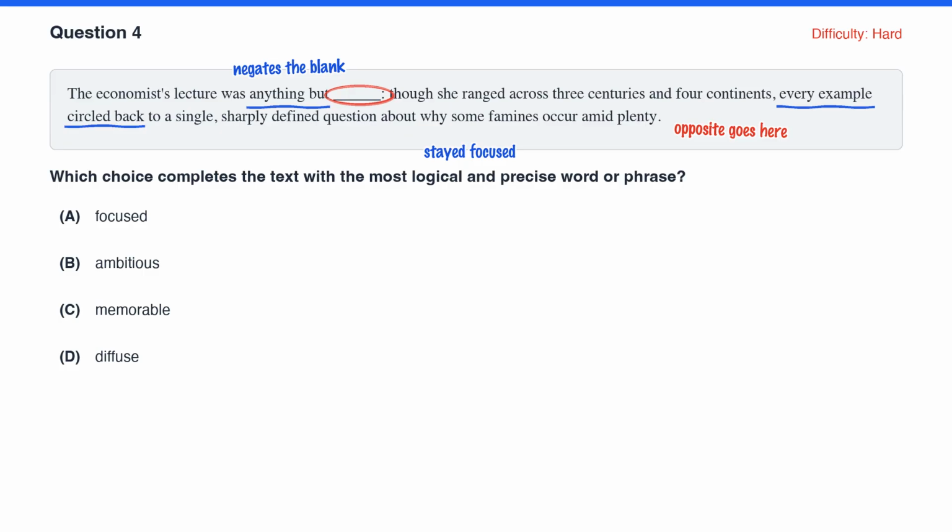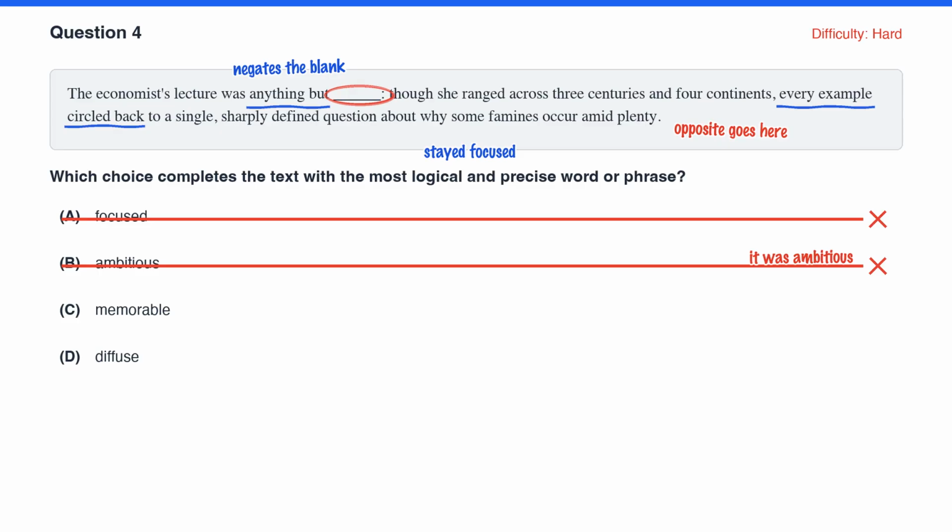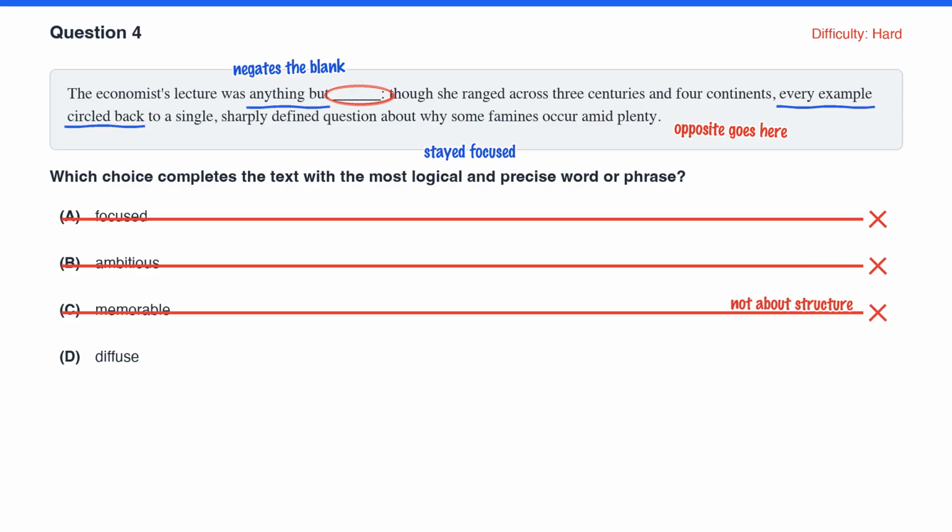Now plug each option into anything but. Anything but focused would mean unfocused, but the lecture is clearly tight, so cross it out. Anything but ambitious? Ranging across 3 centuries and 4 continents is the very definition of ambitious, so that one's gone. Memorable is about the audience's reaction, not the lecture's structure, so strike that too. That leaves diffuse, meaning scattered and unfocused. Anything but diffuse means tightly focused, which fits perfectly.